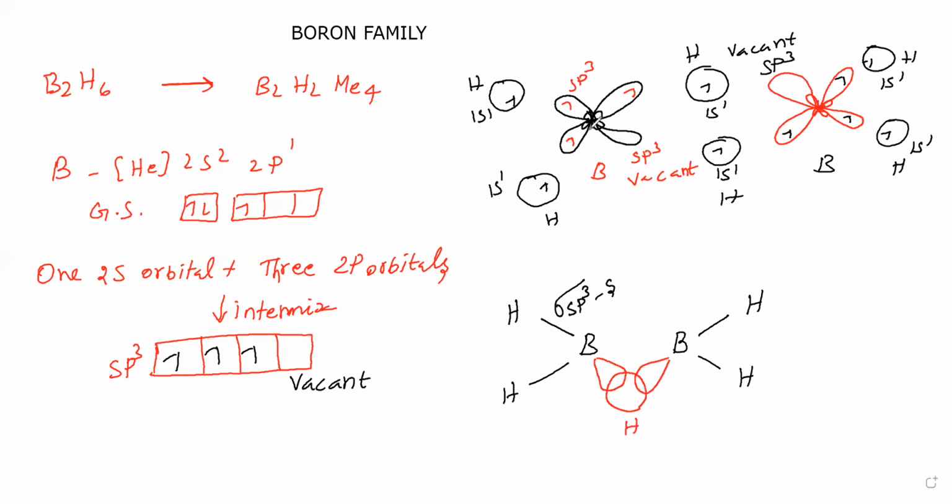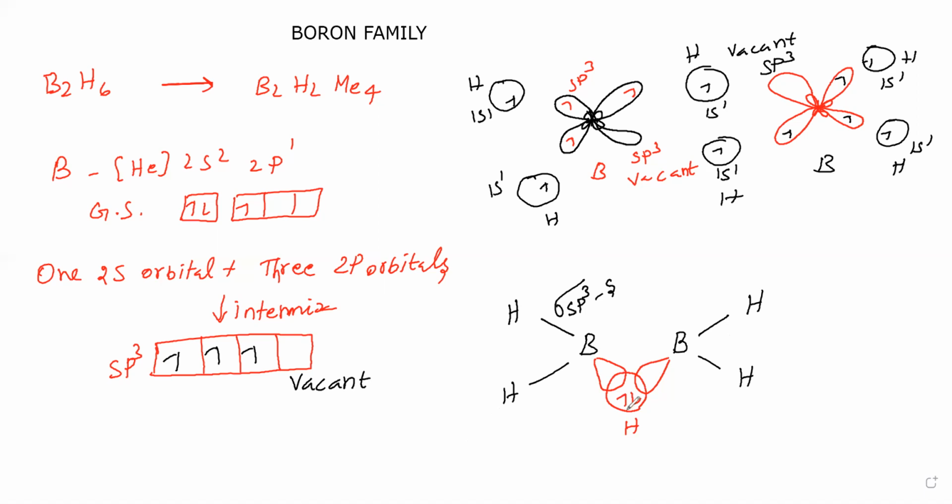Now see, this boron vacant sp3 orbital, the hydrogen half-filled 1s orbital, and the boron half-filled sp3 orbital undergo overlapping simultaneously. These three orbitals overlap simultaneously to form the BHB bond. Here 2 electrons are there. In the formation of this bond, 3 orbitals are involved in overlapping, and the number of electrons involved in bonding is 2.